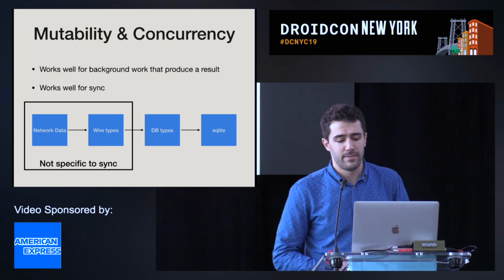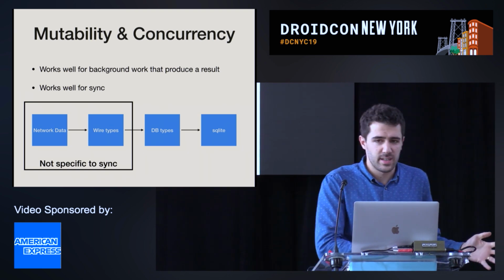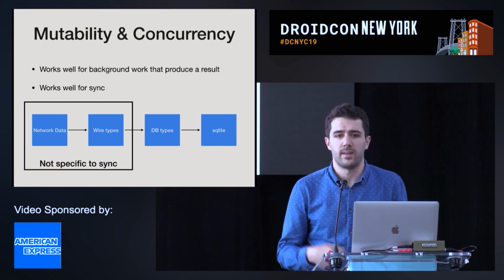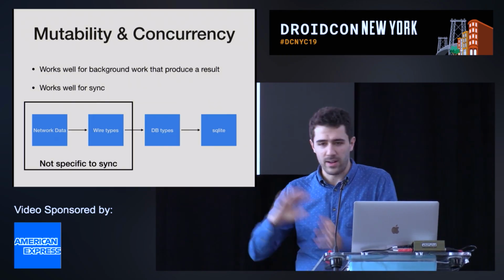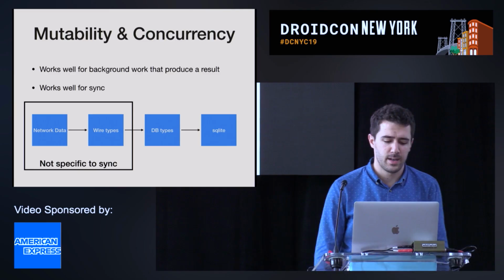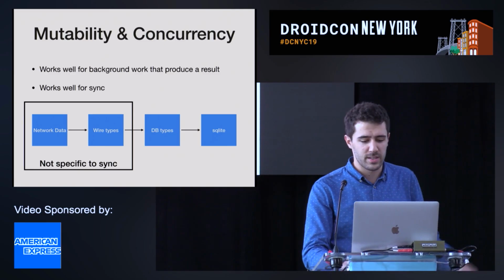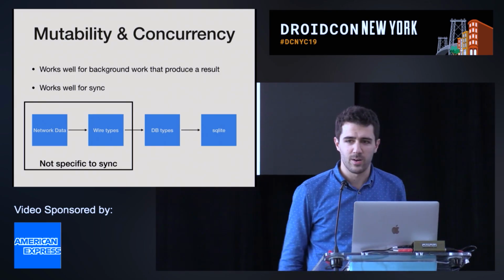So this half of the graph is actually not specific to sync at all. You can use this pattern for doing network calls and translating that into native types in the background, outside of the PlanGrid sync use case, and sort of reuse that as well. So just something to note if you're thinking, well, this is only going to work for sync.